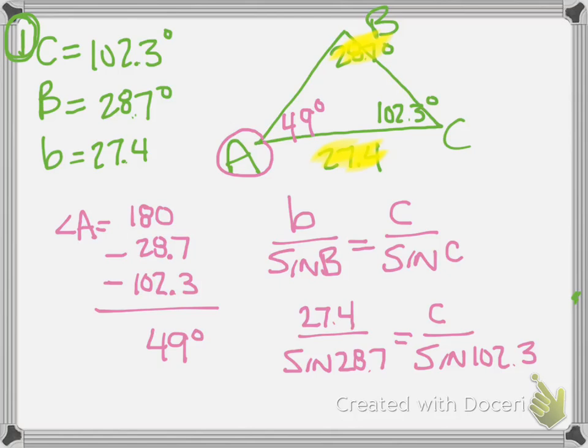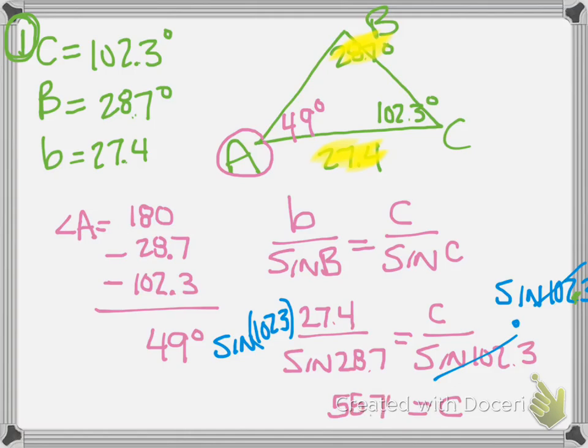Alright, so once I have that set up, now the question is, can I actually do the algebra? So if I'm solving for c, I have to do the opposite, which means I have to multiply by the sine of 102.3. So then those will cancel out. On the other side, I also have to multiply by the sine of 102.3. And once you put that in your calculator, I think we're going to get an answer. I think we will end up with c equal to, and you type this into your calculator, do not just copy my work, but I think I get 55.74.